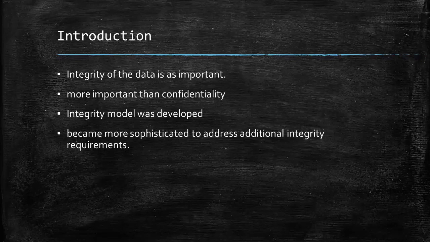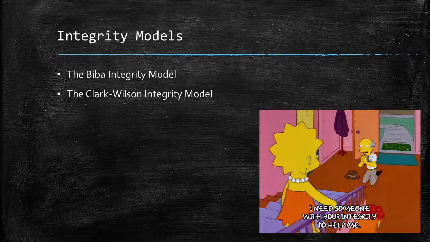Alongside the Bell-LaPadula confidentiality model, it then became more sophisticated to address additional integrity requirements. So two models were introduced to help aid in the protection of the integrity of data: one being the Biba integrity model and the other the Clark-Wilson integrity model.